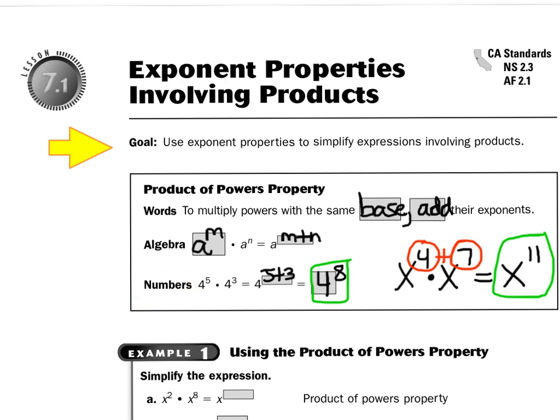Take a look if I had numbers. 4 to the 5th power times 4 to the 3rd power. Well, the bases match, so you copy the base and then add the powers. So that would give you 4 to the 8th power. Let's say I had x to the 4th power times x to the 7th power. Well, the bases match, so I copy the base, the x, and then I just add the powers. 4 plus 7 gives me 11.